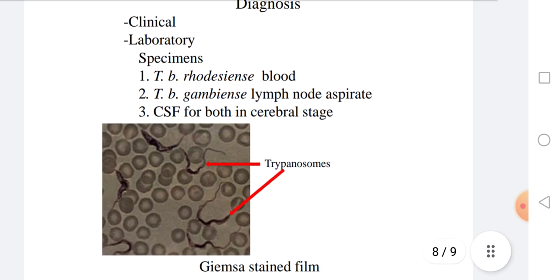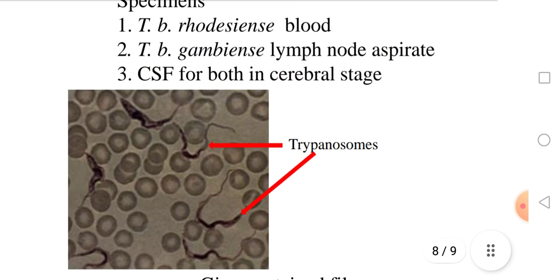Diagnosis: clinical assessment, then laboratory investigations. In the first stage, the parasite before reaching the central nervous system, for rhodesiense, the best specimen is the blood. But for gambiense, lymph node aspirate. But in the cerebral stage, the second stage, it is CSF, which is the best specimen for the cerebral stage of the disease. You can stain the specimen collected after making a film by Giemsa stain, and you see the trypanosomes between the red blood cells.